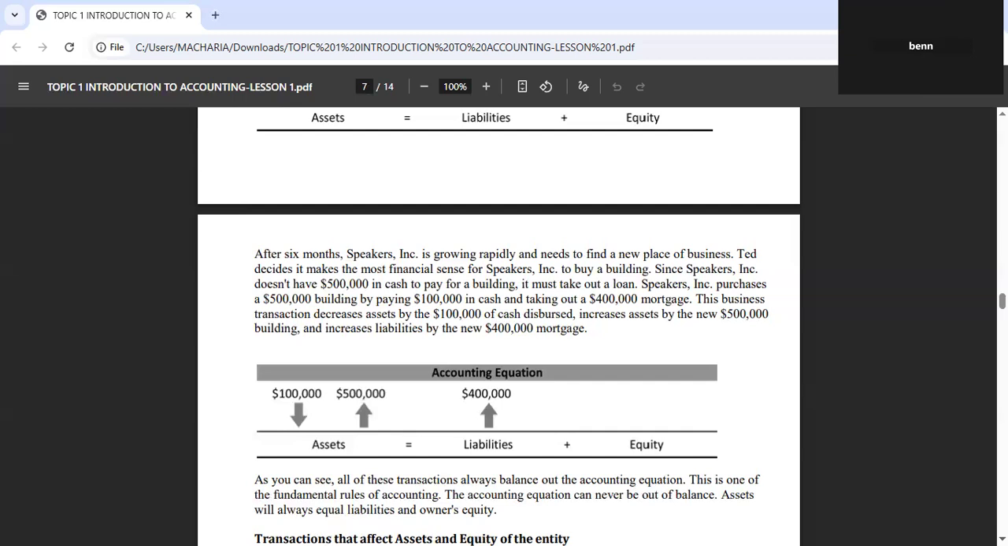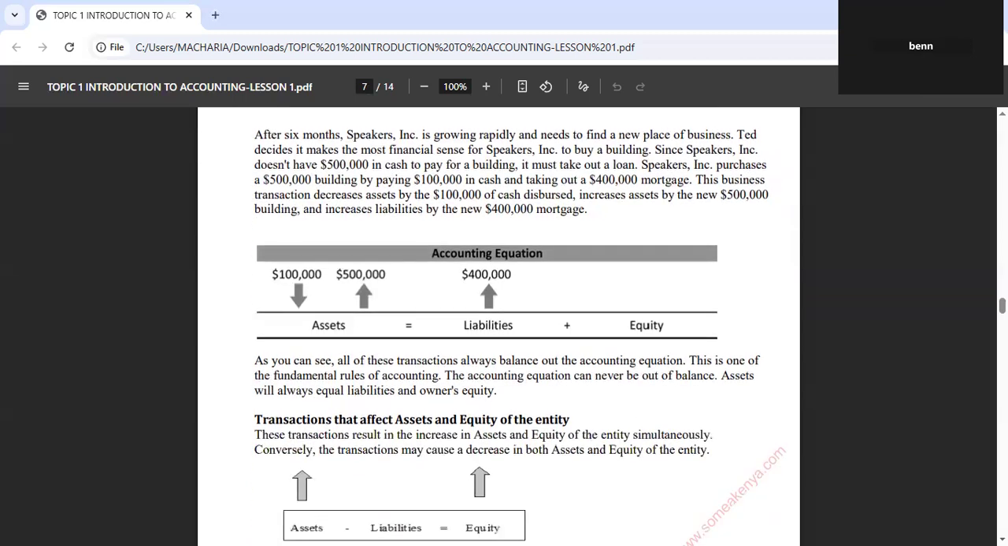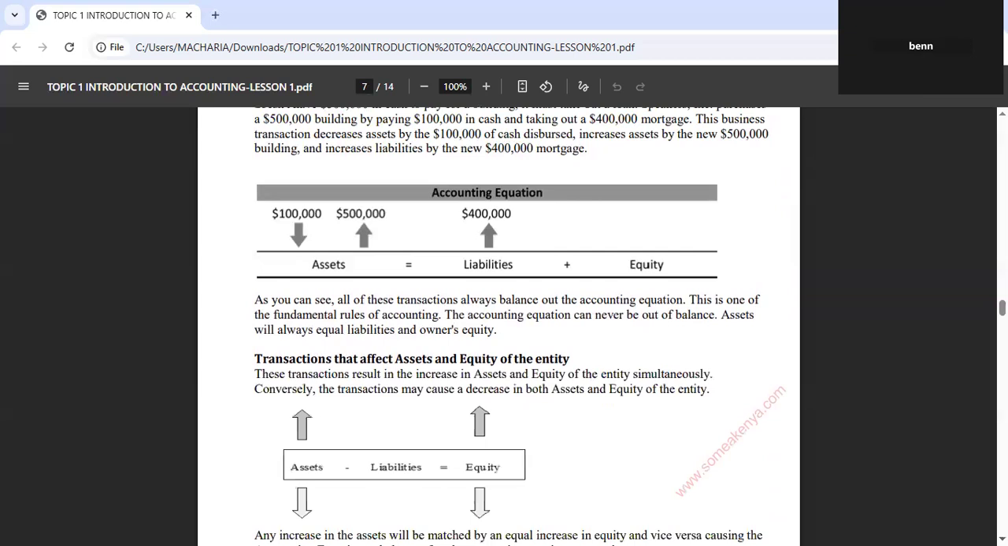That's the sense in which we're saying that in this case, all assets must balance with your equity and liabilities. So as you can see, in all these transactions there is always a state of balance. That means in each and every transaction, you maintain the accounting equation such that assets is equal to liabilities plus equity.